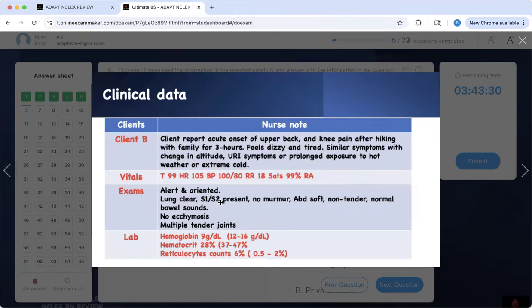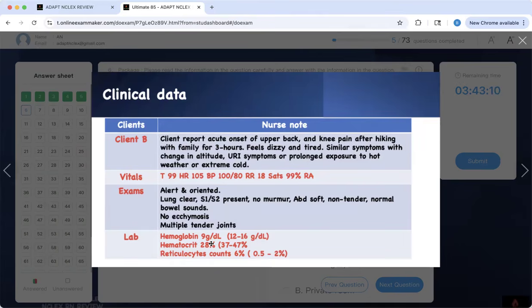Those are his vitals, slightly tachycardic, right? The rest of the vitals are normal. You don't have to boil down every little thing. You look at it and say, okay, within normal limits. Patient is alert and oriented. His lungs are clear. His abdomen is fine. His bowel is fine. He has no ecchymosis, but he has multiple joint tenderness. His joints are all achy.